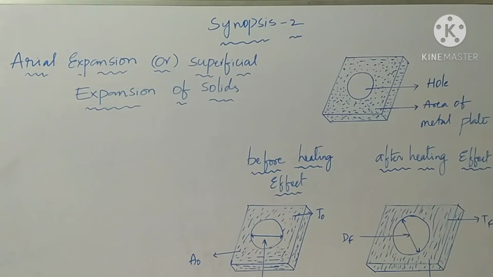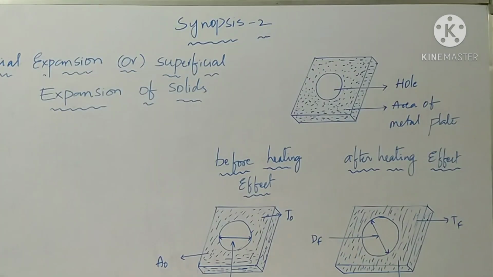Today we are going to discuss our second synopsis from the chapter thermometry and calorimetry. The subtopic is areal expansion, or superficial expansion, of solids. Let us conduct an experiment related to areal expansion. Areal expansion means surface area expansion.